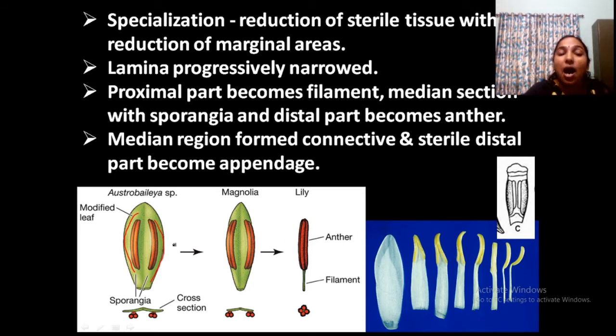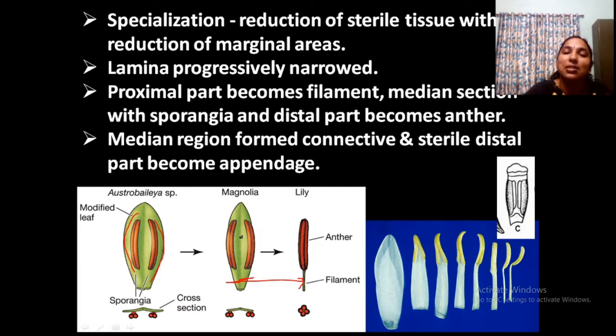So, the lamina is progressively narrowed, you can look at it. So, this is the broader region. What about this? This is a narrowed one. So, the lamina is narrowed, okay, and the proximal part becomes the filament. What is the proximal part? This is the proximal part. What is this? It becomes the filament. Okay. So, the lamina is narrowed and the proximal part becomes the filament and the apical part becomes the fertile part.